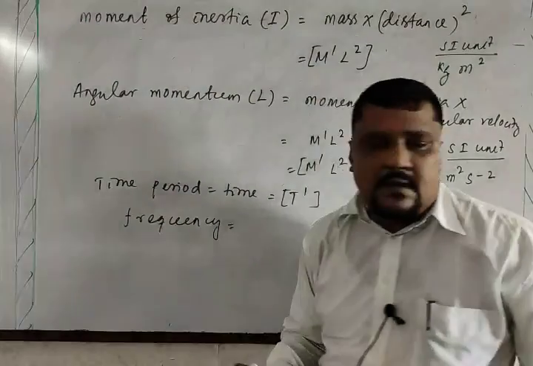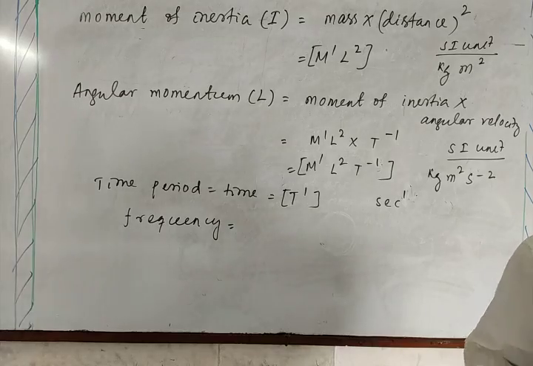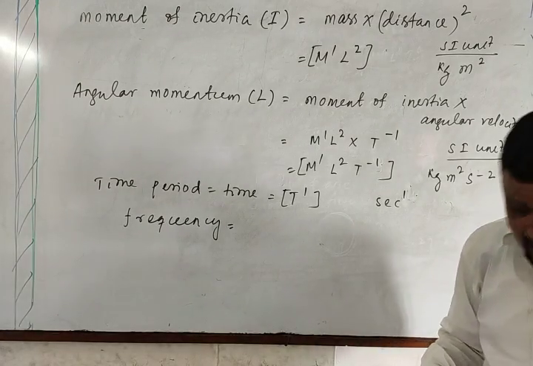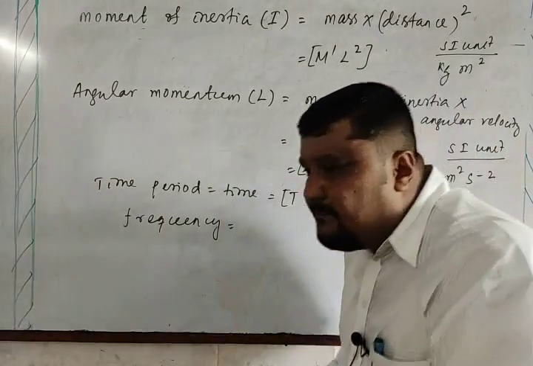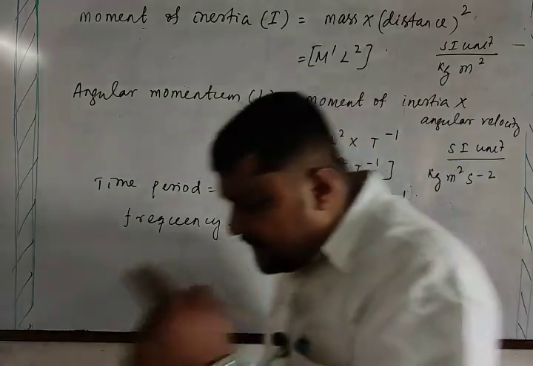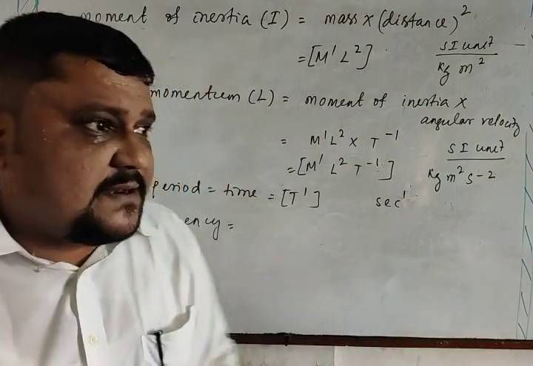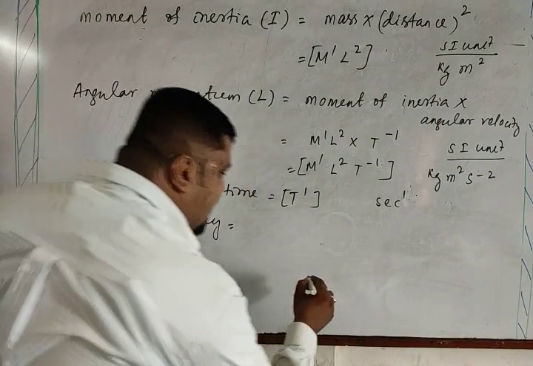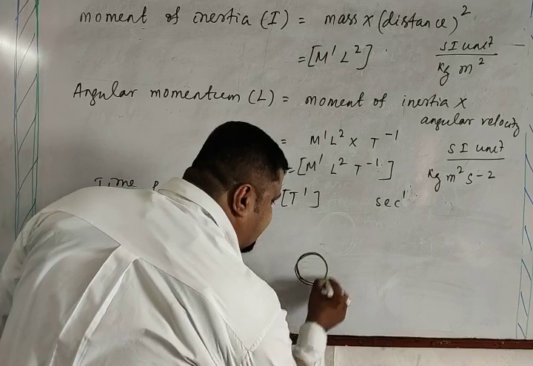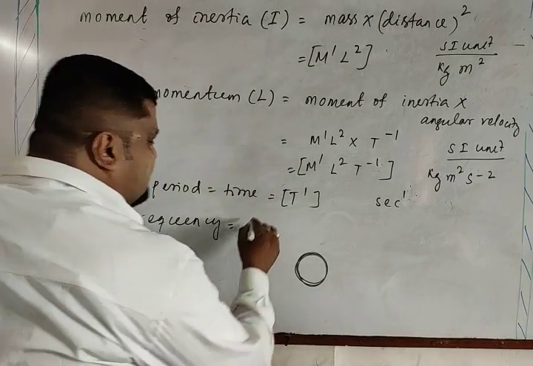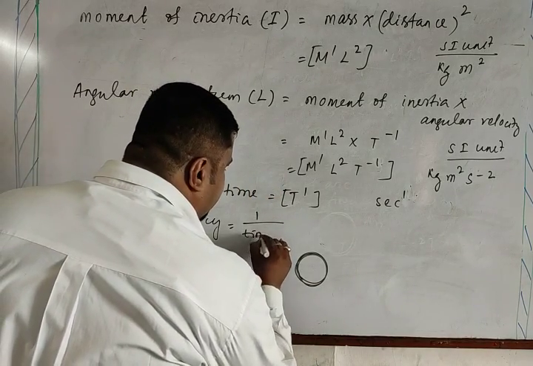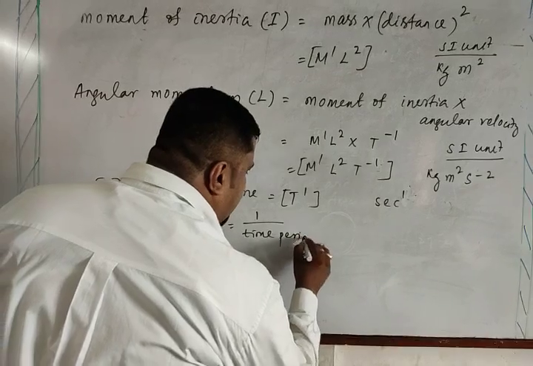Frequency is nothing but the reciprocal of time period. It means in 1 second, how many times do I complete the rotation? In 1 second, how many complete rotations do I make? That is called my frequency. So it is 1 by time period.